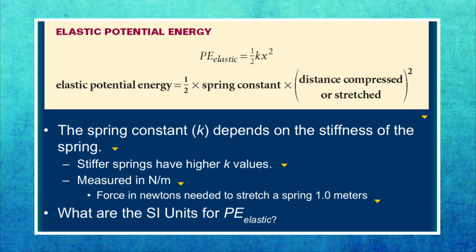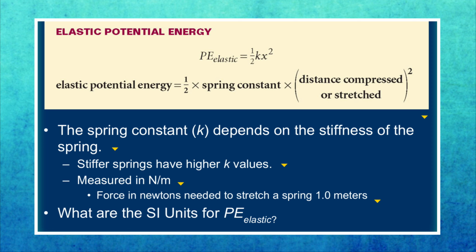PE elastic is calculated as half k x squared, where k is the spring constant and x is the distance compressed or stretched, and don't forget, it's squared. The spring constant depends on the stiffness of the spring. Stiff springs have higher k values, measured in Newtons per meter: the force in Newtons needed to stretch a spring 1 meter.